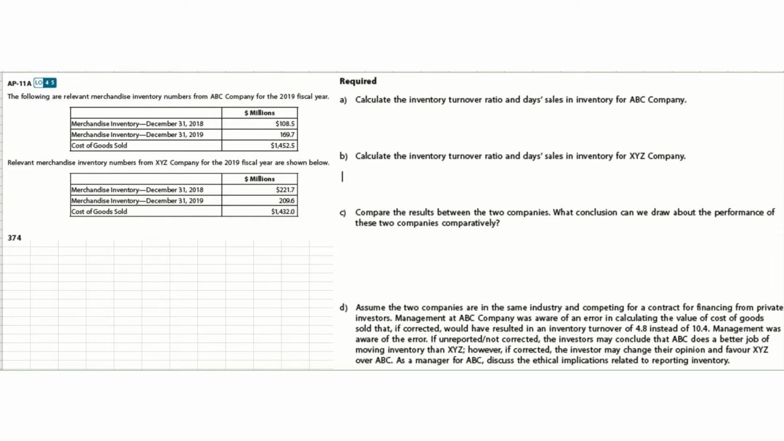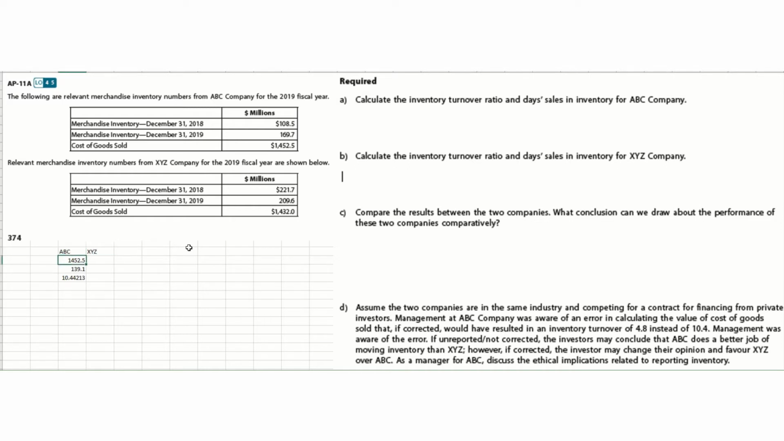Inventory turnover ratio would be your cost of goods sold divided by your average inventory. So for the company ABC, we have the cost of goods sold of $1,452.50. Our average inventory would be 108.5 plus 169.7 million divided by 2. So for this inventory turnover ratio, we will have a rate of 10.4 for the ABC company.